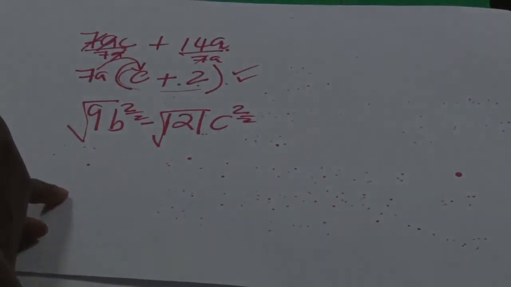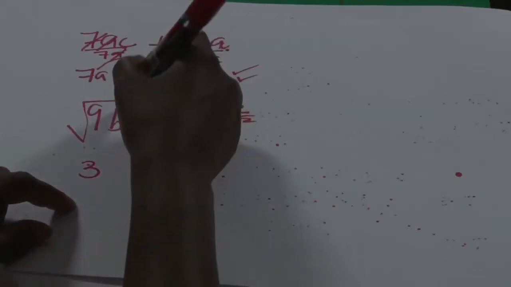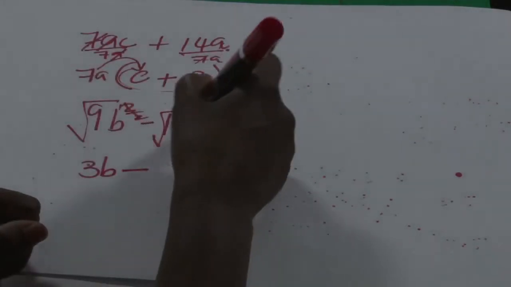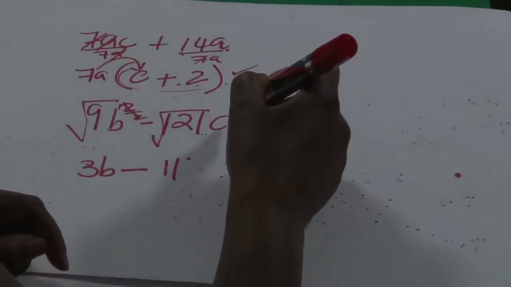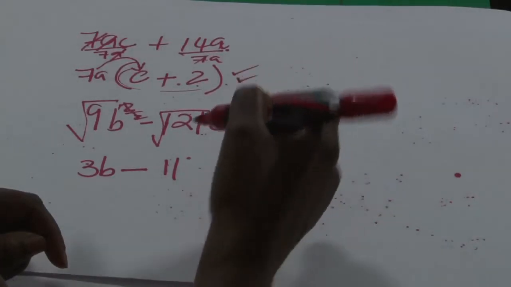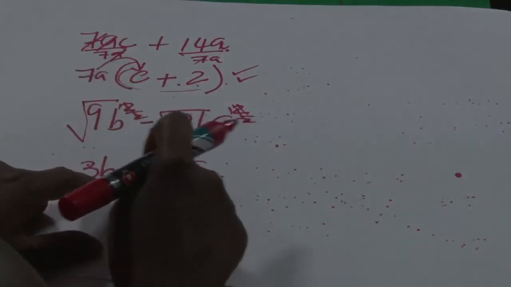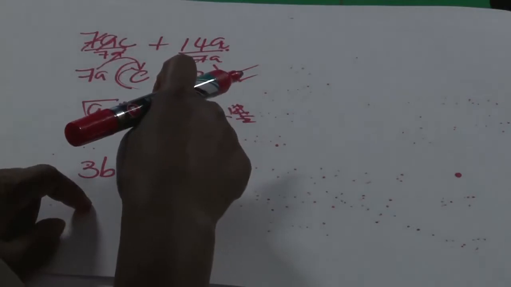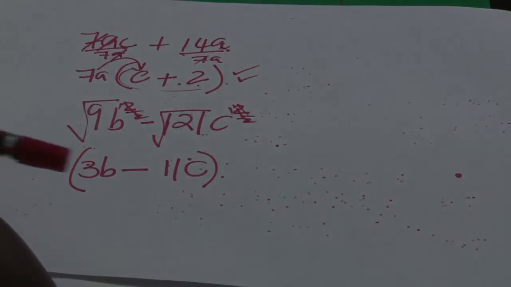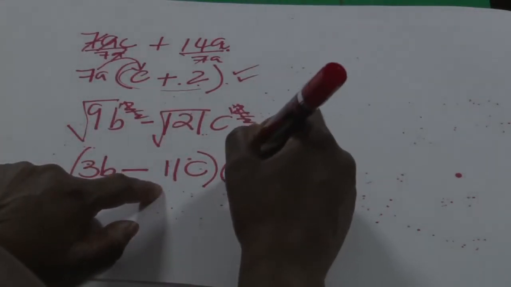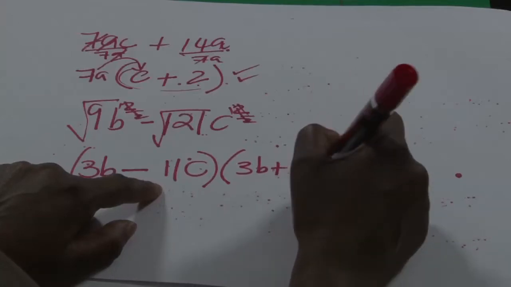You simplify those indices. The square root of 9 is 3. B, 2 divided by 2, it just gives us b, power 1. So then that gives us 3b there, minus the square root of 121 is 11, and then c, 2 divided by 2 just gives us 1, which will just give us c. Now 3b minus 11c is the answer from this. But then how do we write it? We write it twice with different signs. So then it will be 3b minus 11c and 3b plus 11c for that.